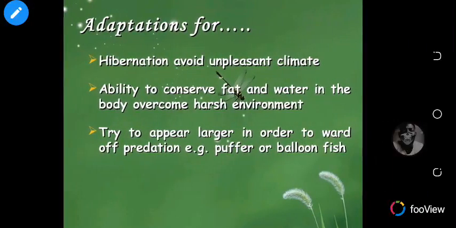So hibernation as well, to avoid unpleasant climates, is an adaptation. Ability to conserve fat and water in the body, overcome harsh environment, is also an adaptation. And trying to appear larger in order to ward off predation, for example the puffer fish or the balloon fish, is also another type of adaptation.